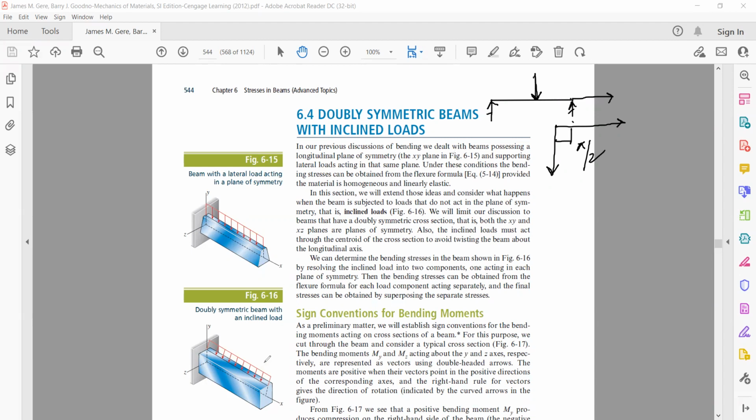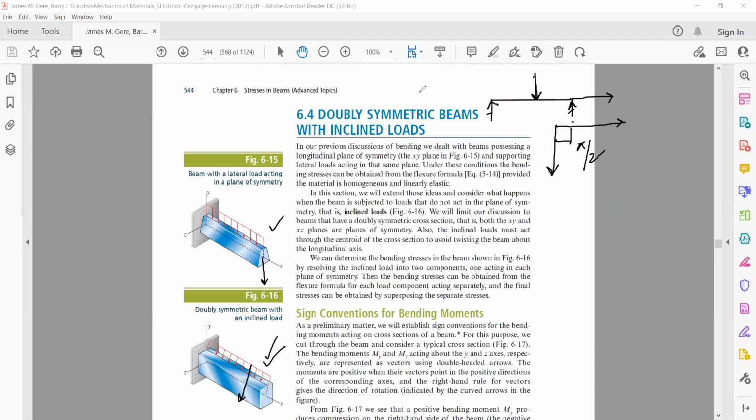As you can see in figure 6.16, try to make a difference between figure 6.15 and figure 6.16. The difference is, in figure 6.15, the load is acting in a direction perpendicular to the beam axis, while in figure 6.16 you have the load acting at some angle. So these types of beams we will be studying right now.